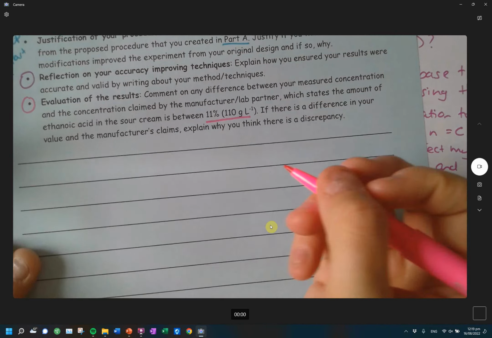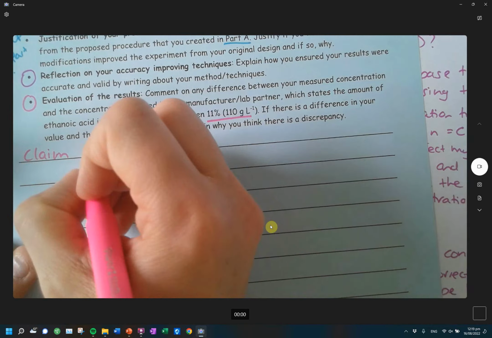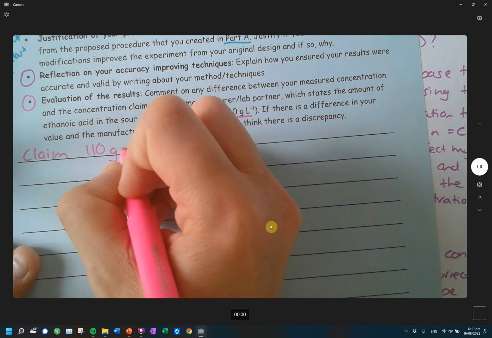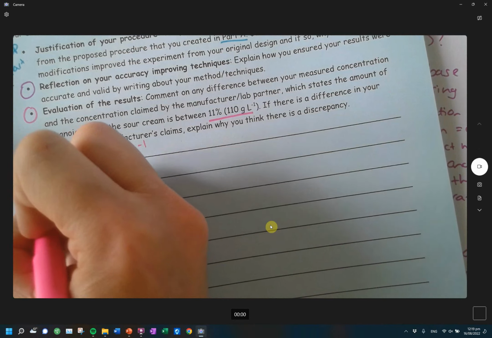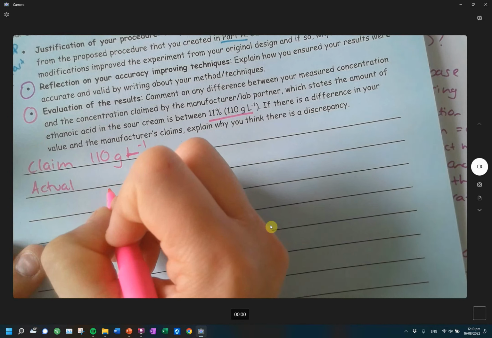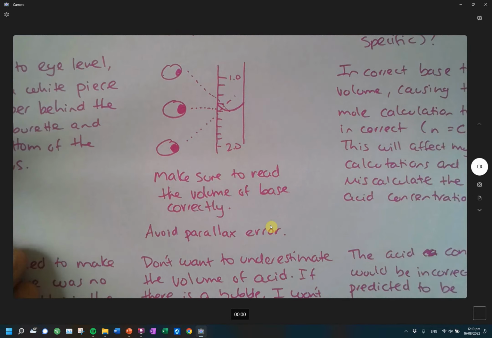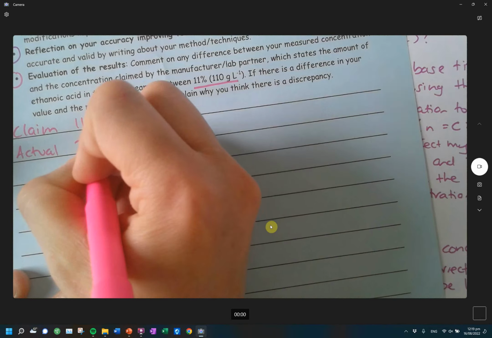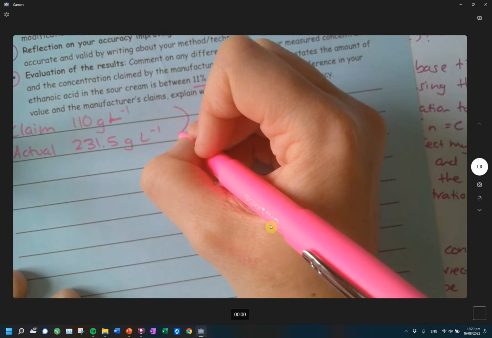So the claim was 110 grams per liter, and then the actual was, what did I say, 250, no, was it 200? Yeah, 231.5 grams per liter. So this is obviously higher.